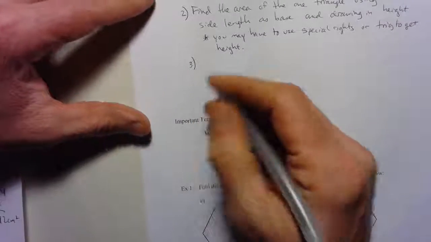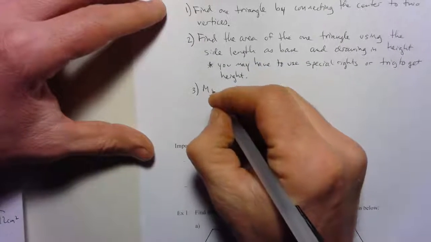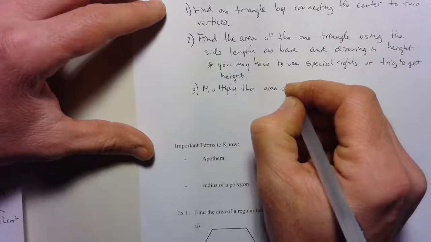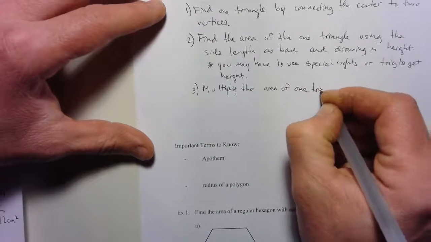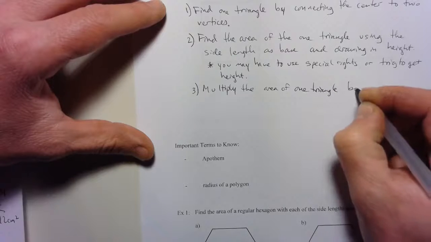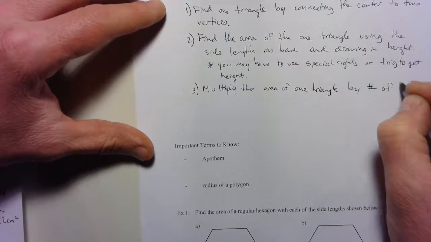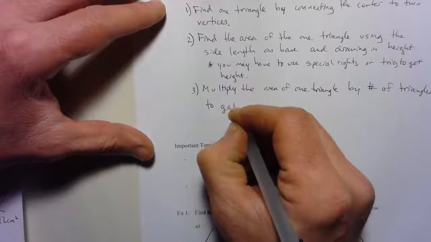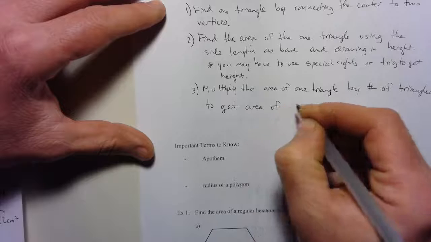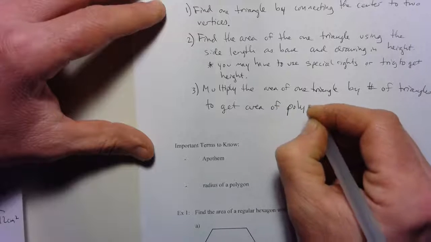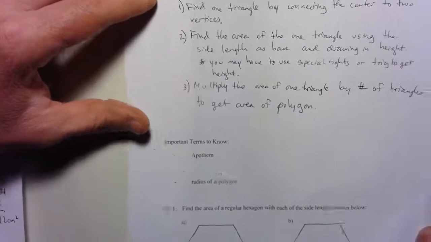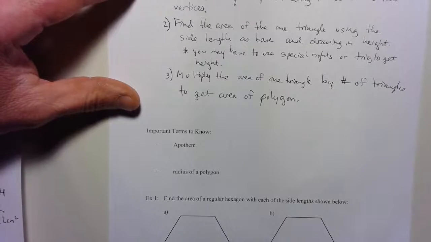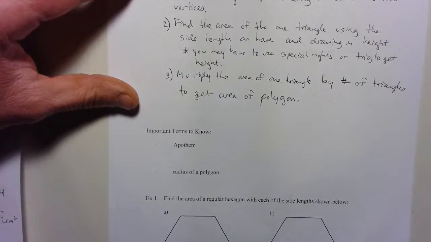All right. And then the next step was we're going to multiply the area of one triangle by the number of triangles to get the area of the polygon. Okay. I'm going to break the video here because I can only do 15 minutes on YouTube, and then you'll see part 2.